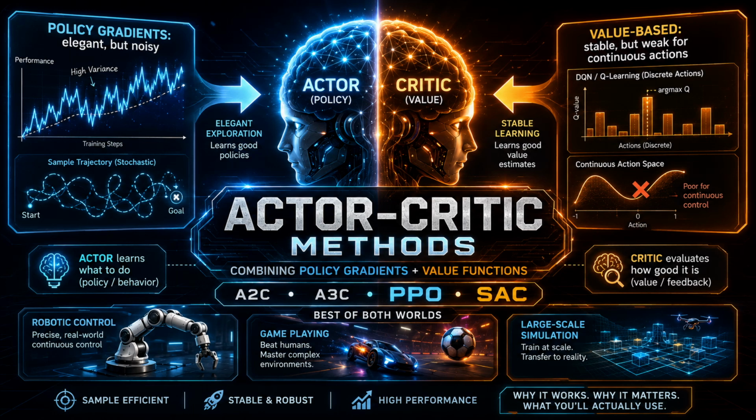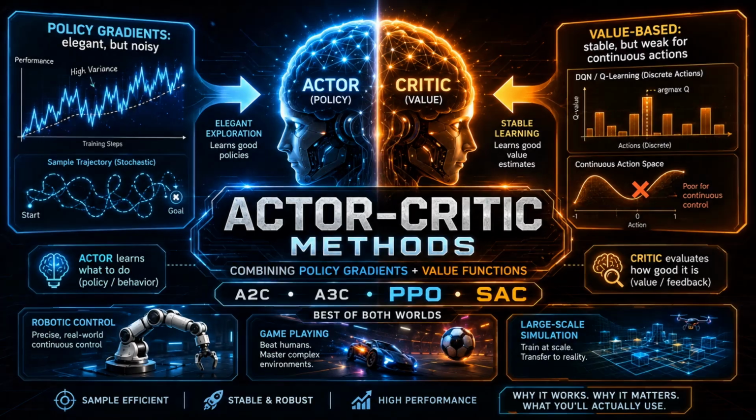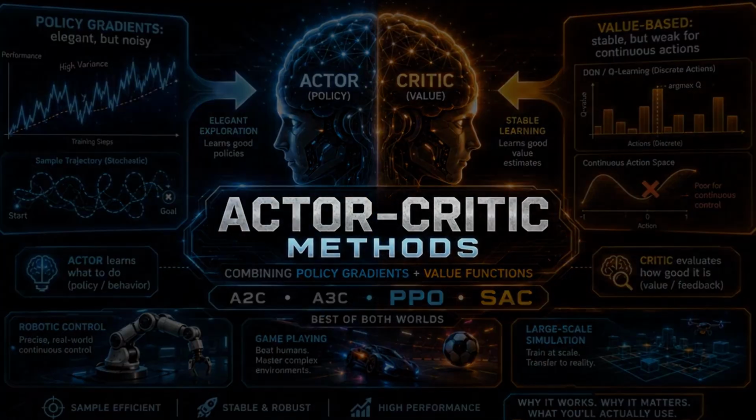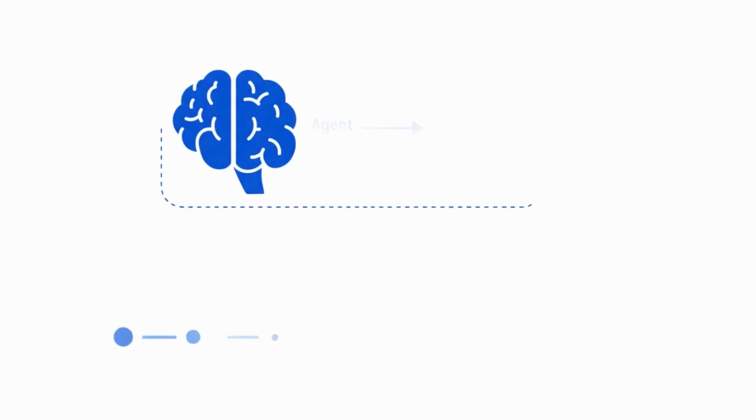This is aimed at AI students and developers who already have some RL background. If you know what a Markov decision process is and have heard of policy gradients, you're in the right place. Let's get into it. The setup. What are we trying to solve?